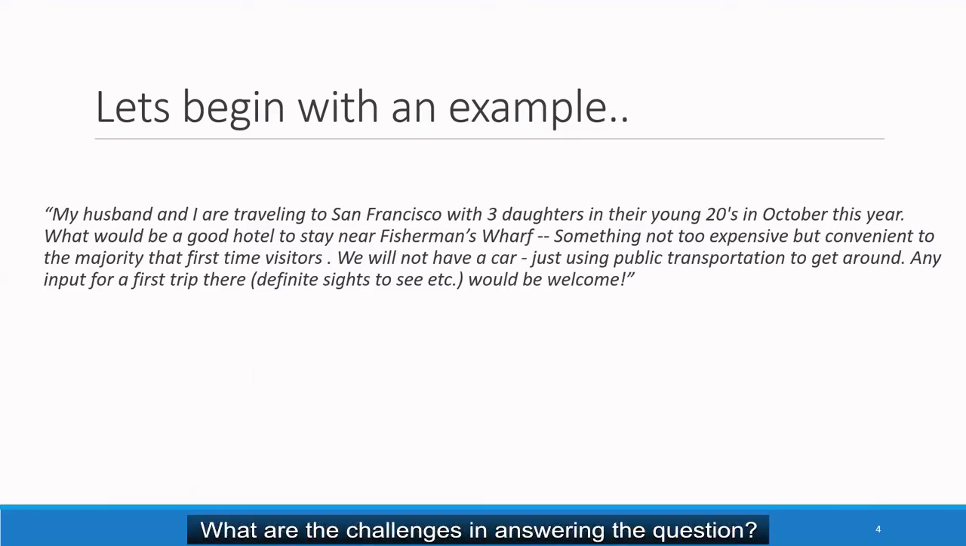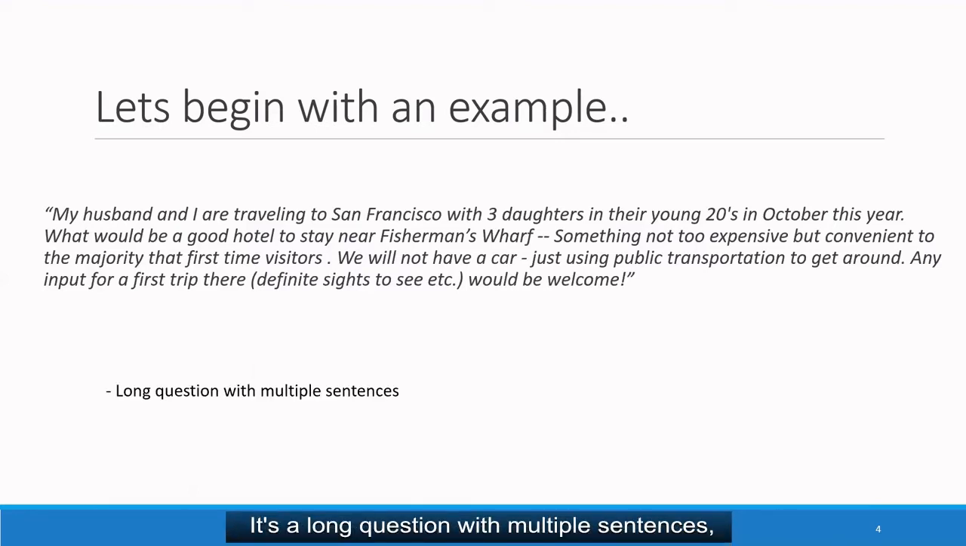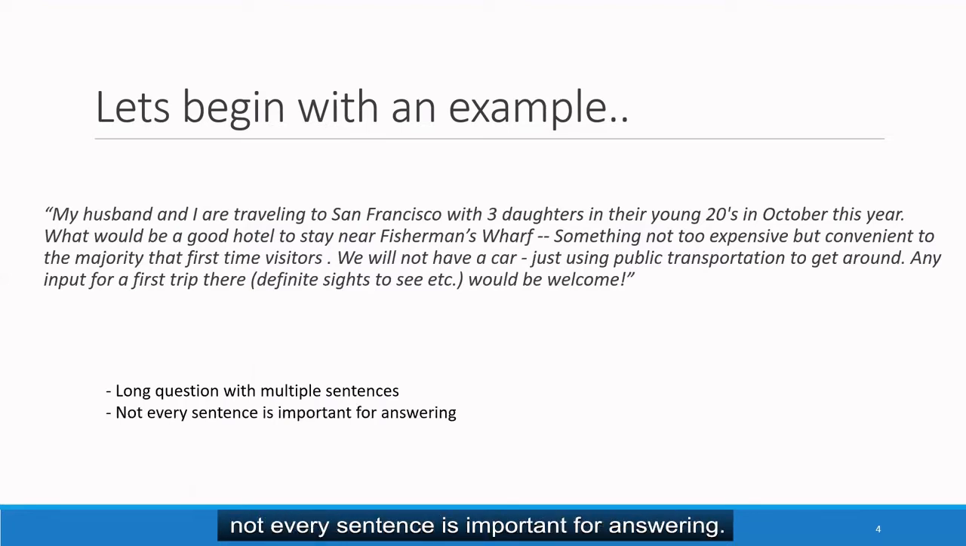What are the challenges in answering such a question? It's a long question with multiple sentences. Not every sentence is important for answering. For example, the last sentence is a question. And the answer to this question is subjective.